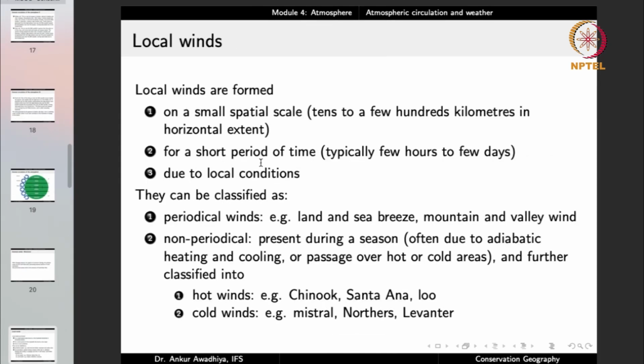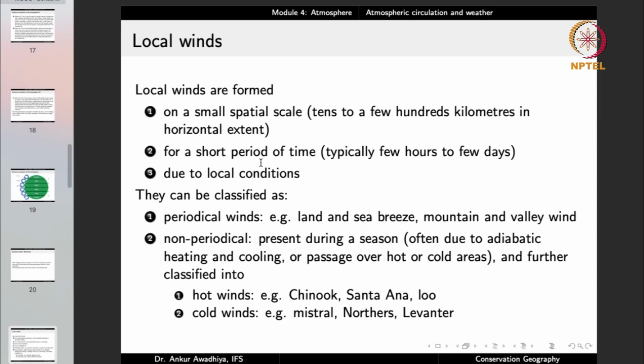Now apart from these winds, we also have local winds. Local winds are formed on a small spatial extent, that is, tending to a few hundred kilometers in horizontal extent, for a short period of time, say a few hours or a few days, and because of local conditions.